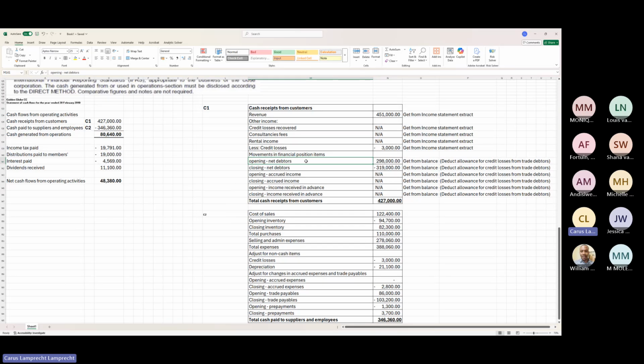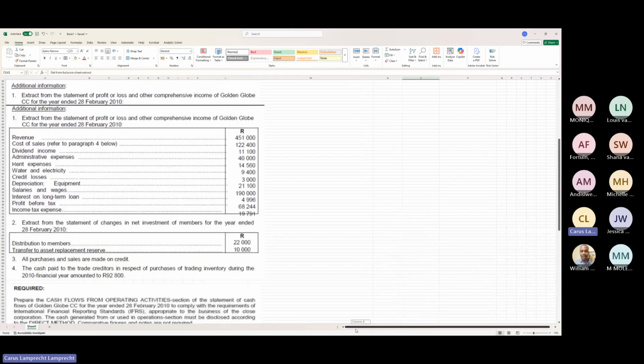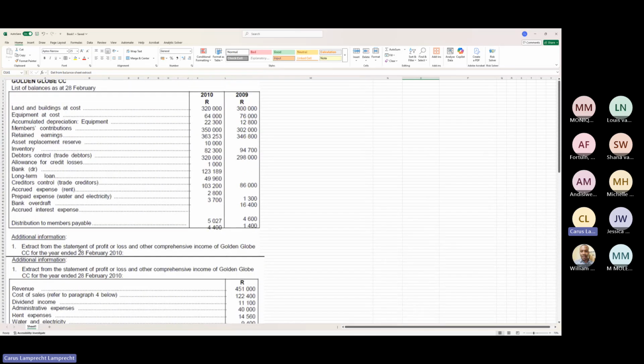Okay, so yes, obviously, you start with your debtors as the income in your movement of financial position items. You have to disclose this at net debtors, so you have to deduct allowances for credit losses, which you'll find in your extract, or just your list of balances, as you can see here, allowance for credit losses. But as you can see, it's for this year. So you deduct it from this year's trade debtors and not last year's one.